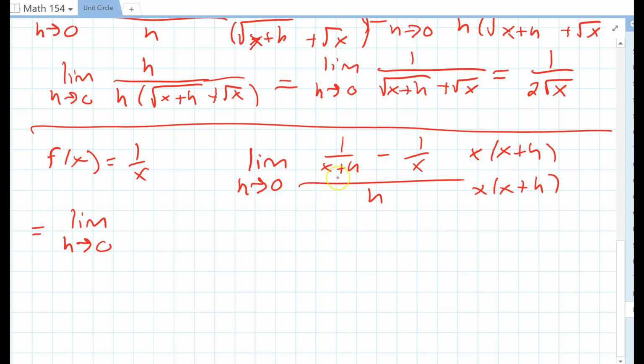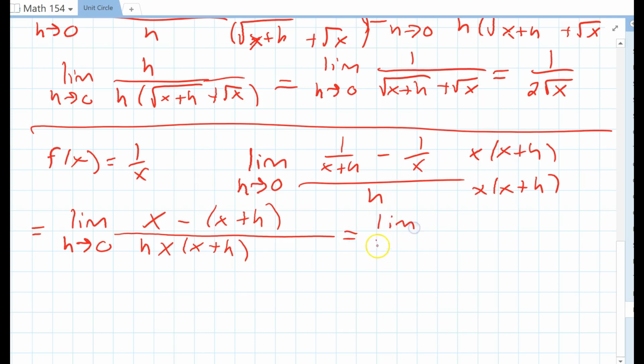If we do that, we end up with the limit as h approaches 0 of, now when I multiply this times that, I'm left with just an x. When I multiply this times that, I'm left with just a minus x plus h. And then on the bottom, I'm going to have h times x plus h. And as usual, something wonderful happens. x minus x, of course, is 0, so I'm left with just a minus h up on top. I still have the h outside here times x plus h. And of course, the h's cancel out.